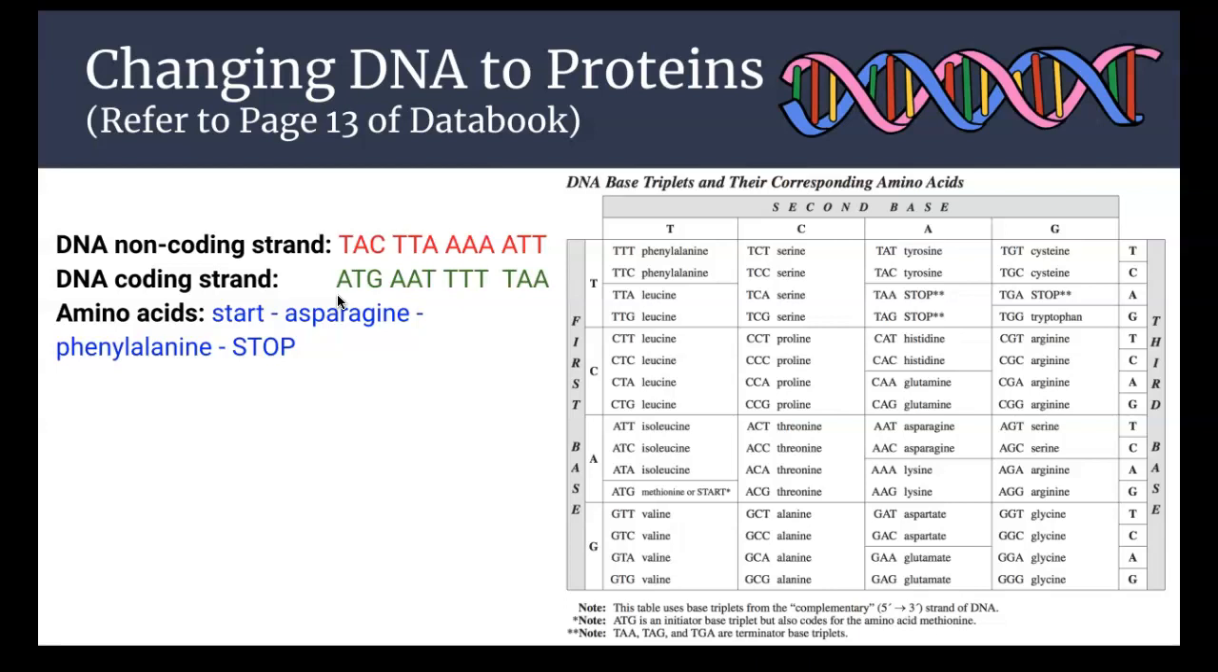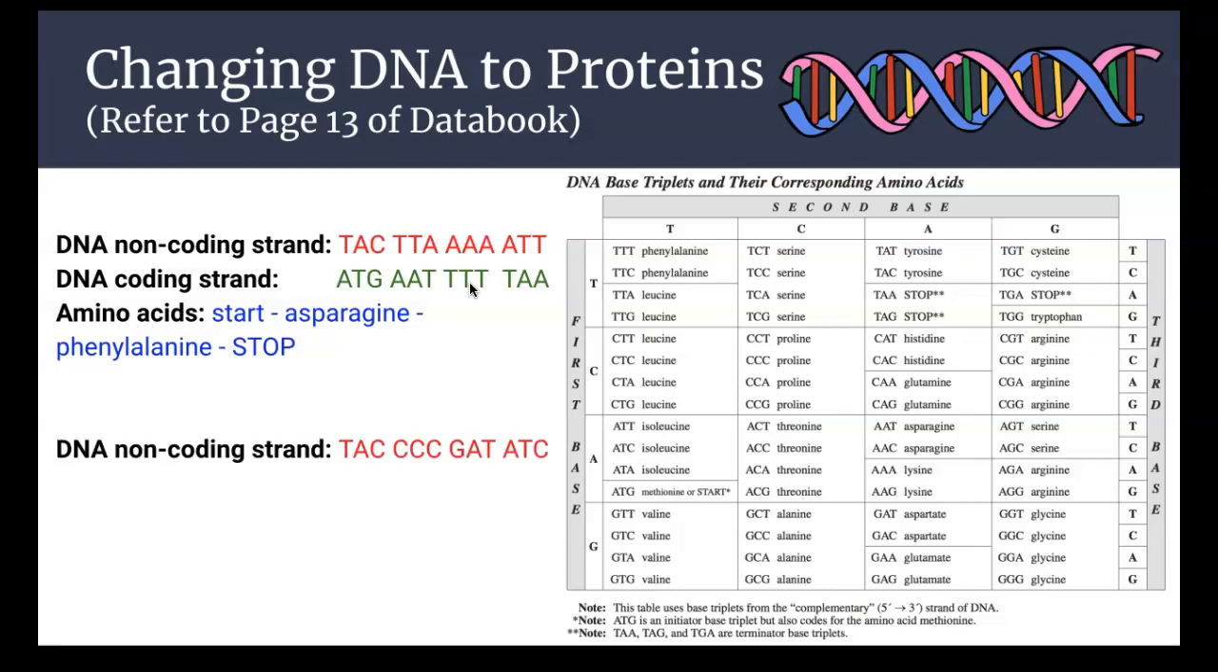If they just give you a single strand of DNA and just say make the amino acids, and they don't tell you if it's the coding or the non-coding, just assume that it's the coding strand, so you don't actually have to take it and make the complementary strand of DNA. You just make it into amino acids. If it doesn't mention that it's the coding or non-coding, just assume it's the coding.